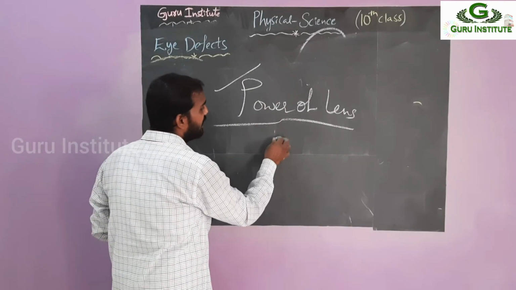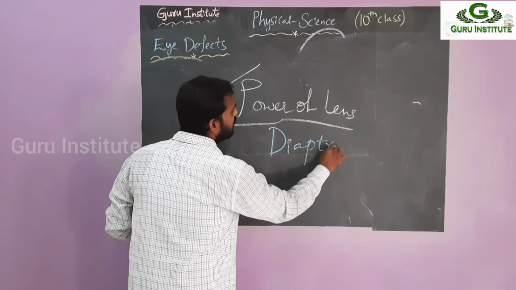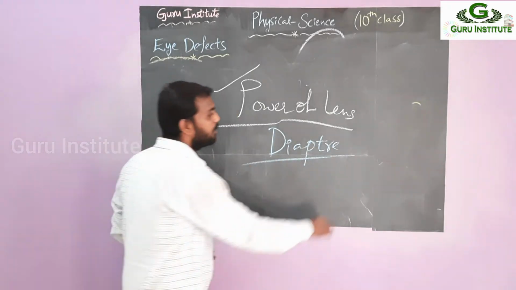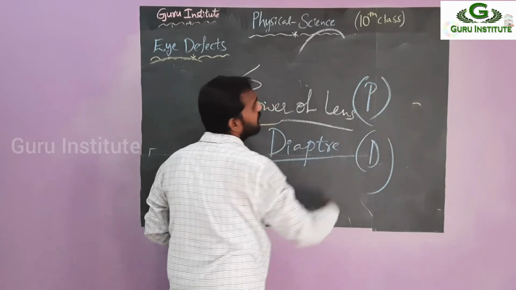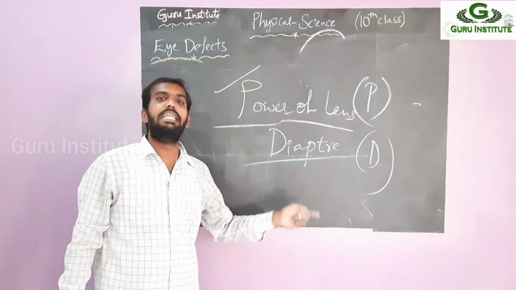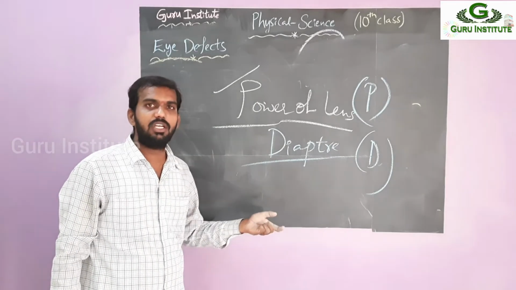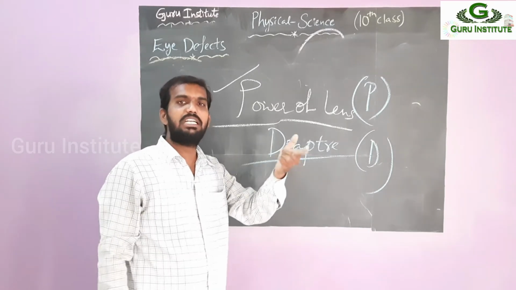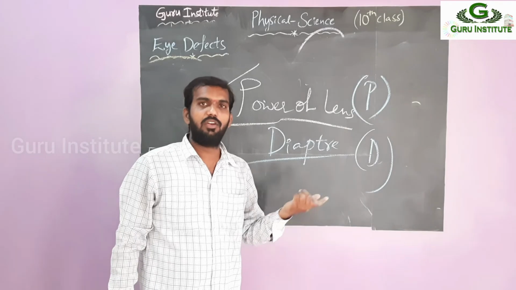It is measured by a value whose unit is diopter, indicated by capital D. Power is indicated by P, the first letter of power. D means it is the unit of power of lens. Power of lens means the degree of convergence or divergence of light rays falling on the retina due to our eye lens. I think you understood, right?